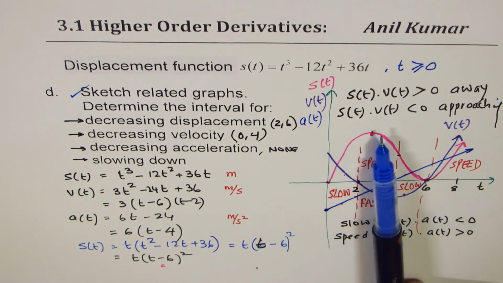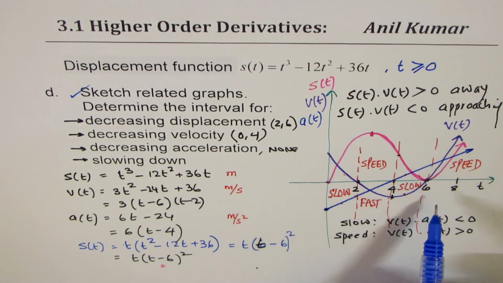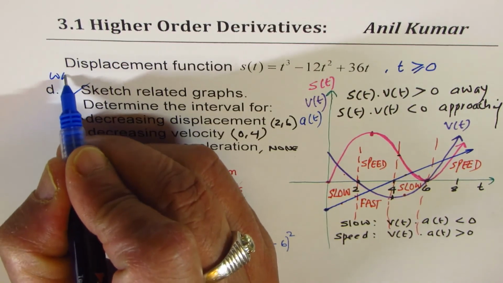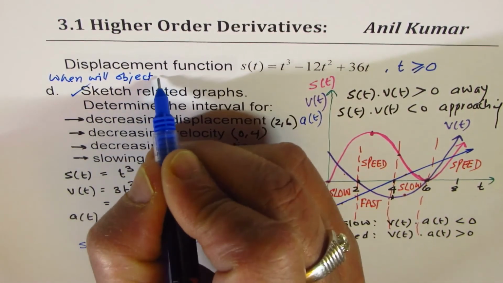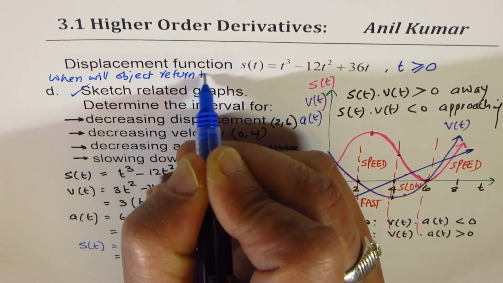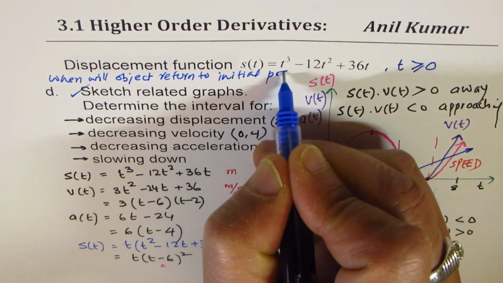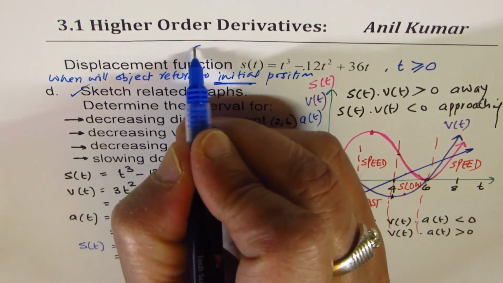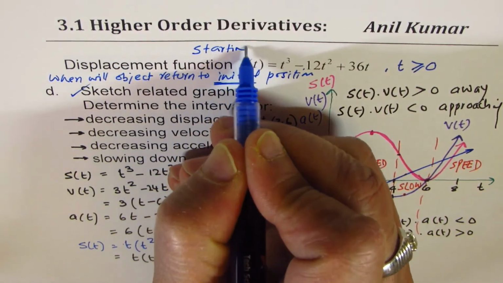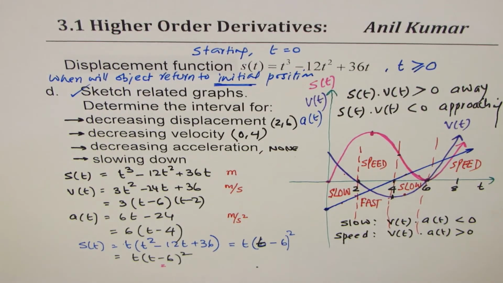One question can you answer? When does the object return to its initial position? This is the question for you. Whenever we use the word initial, it means starting position. That means t equals 0. So that is the question for you. Feel free to answer, write in comments.